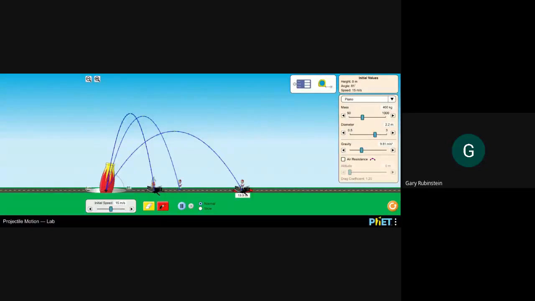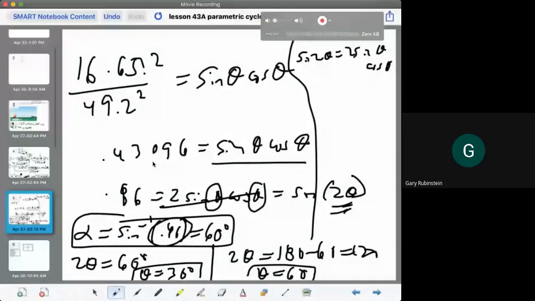Okay, so that completes the projectile motion part. But now we're going to look at, in preparation for something that's really difficult, let me come back to the smart board.